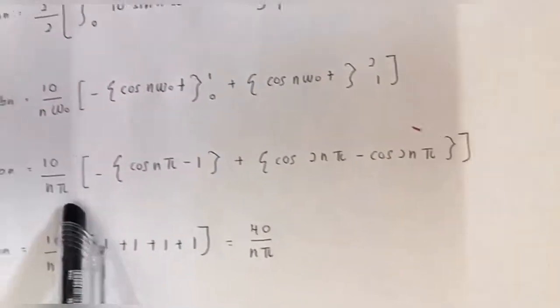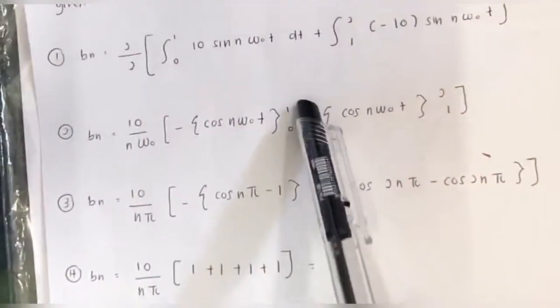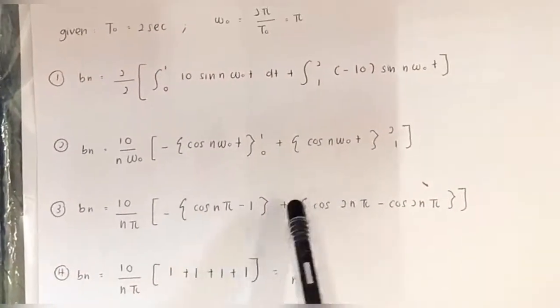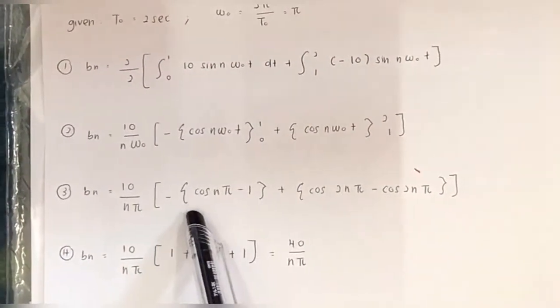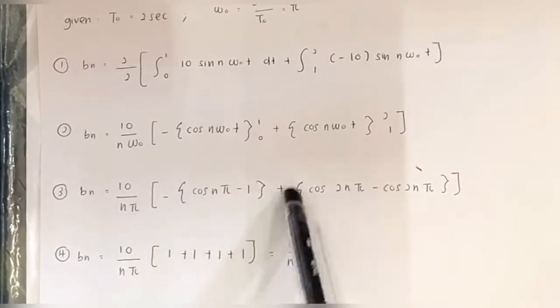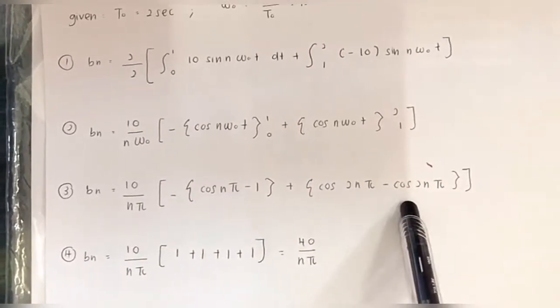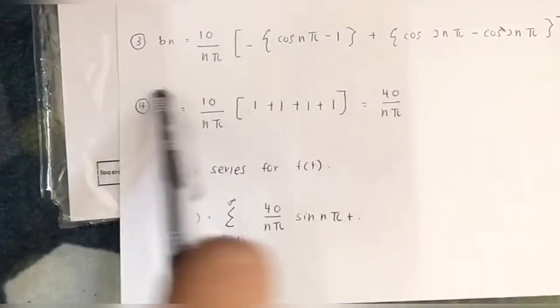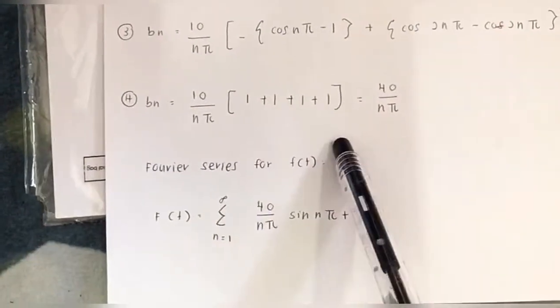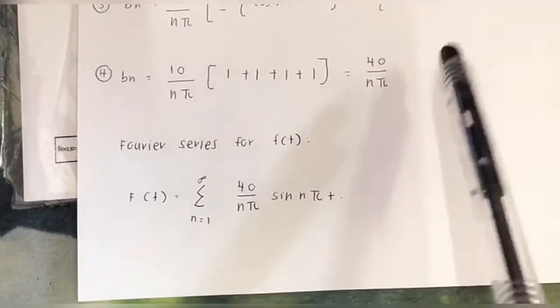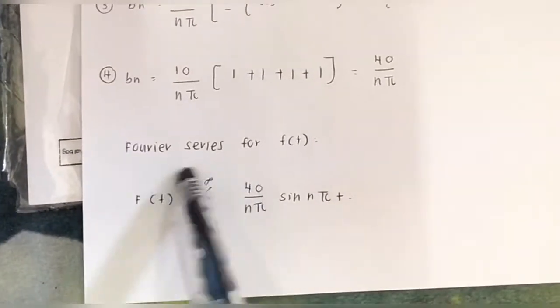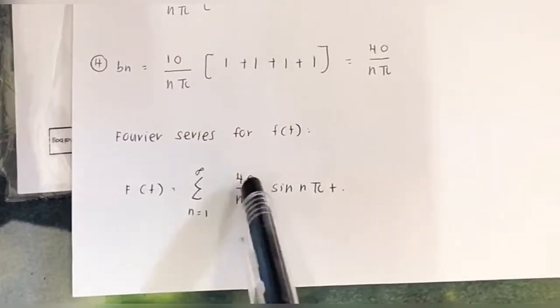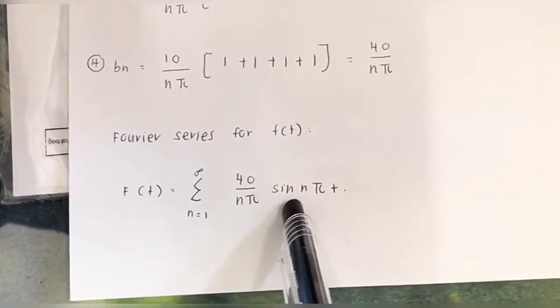We are going to substitute the limits as given here and here into the equation. After substituting these limits into the equation, we should get this. Finally, after calculating everything, we should get a final equation like this, and the answer would be 40 over n pi. So the Fourier series for f(t) will be 40 over n pi sine n pi t. Thank you, that's all for me.